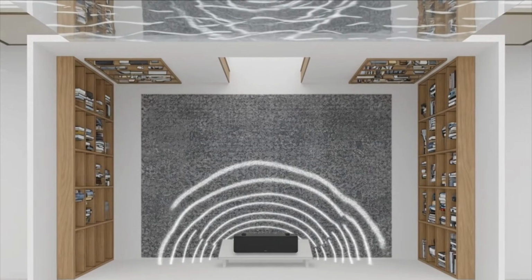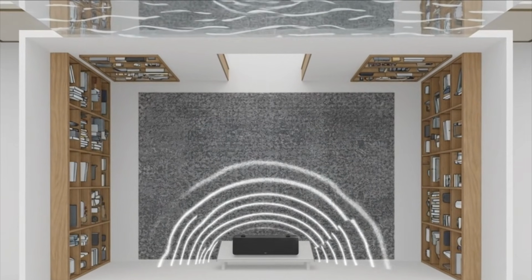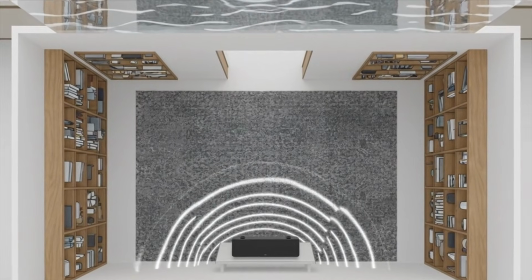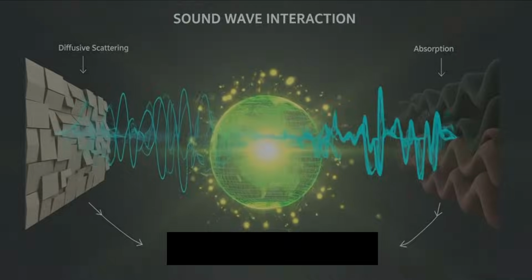Add a medium-density rug instead of ultra-thick carpet. Keep ceilings reflective and unobstructed. Avoid placing soft furniture directly beside the soundbar. Use bookshelves for natural diffusion. Diffusion scatters sound without killing it. Absorption removes energy. Atmos needs energy.